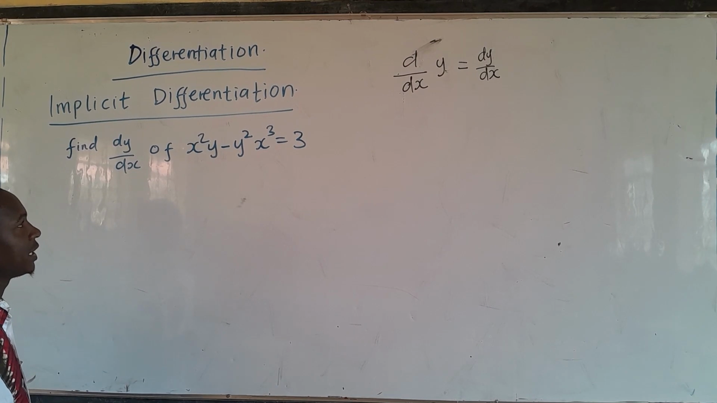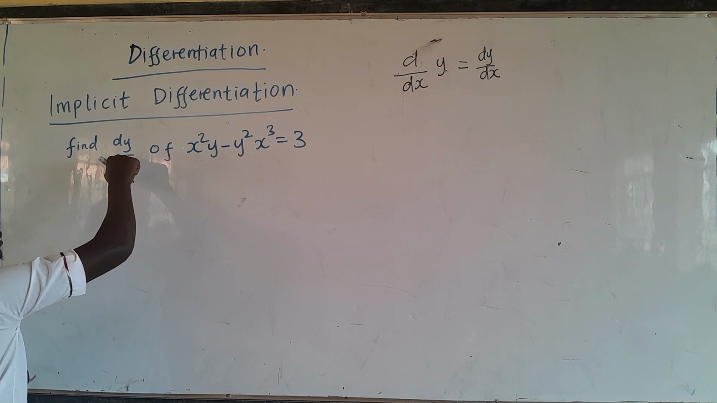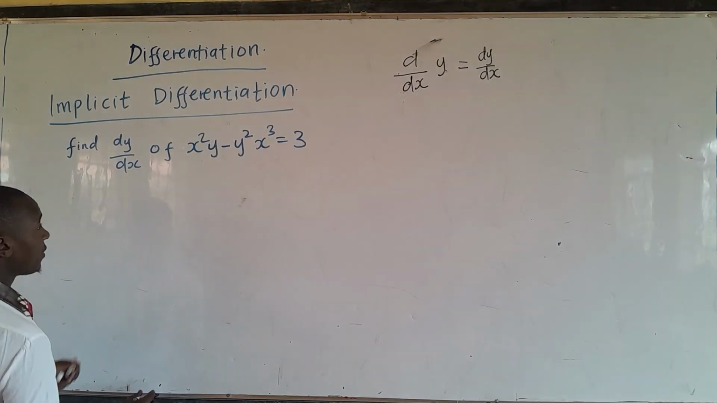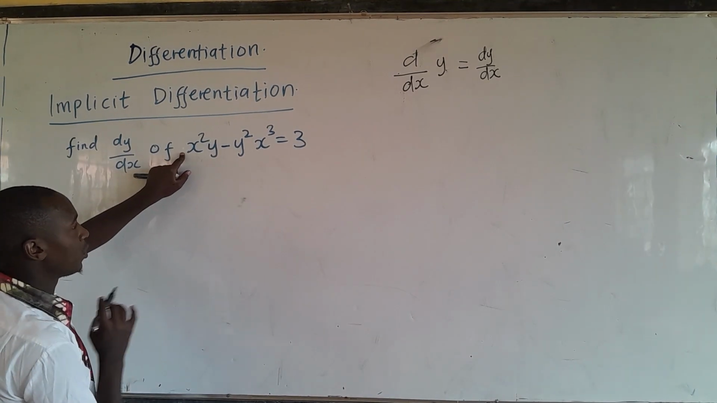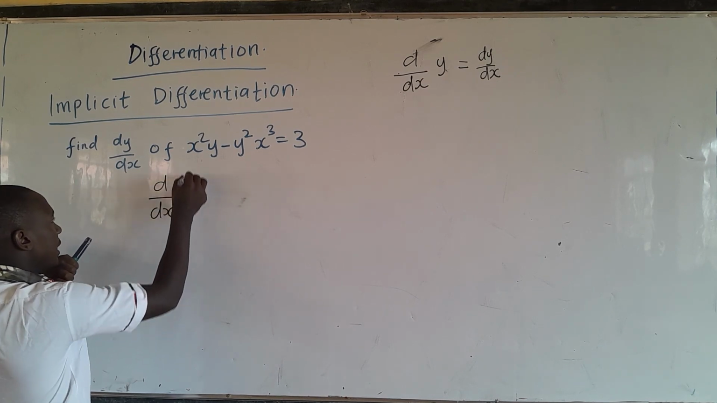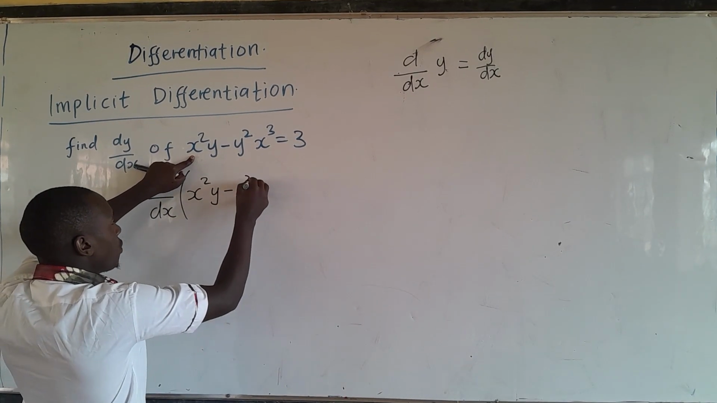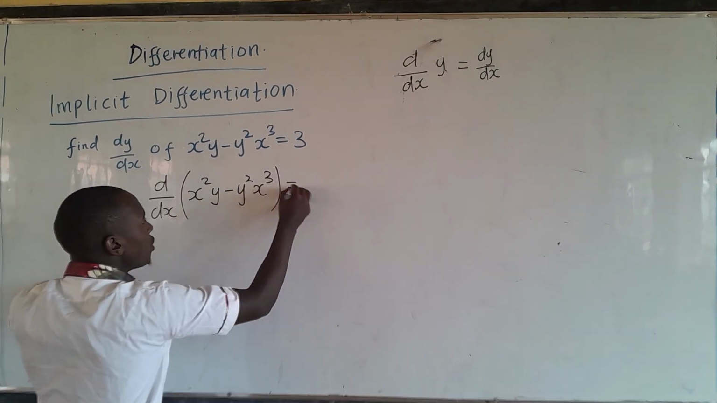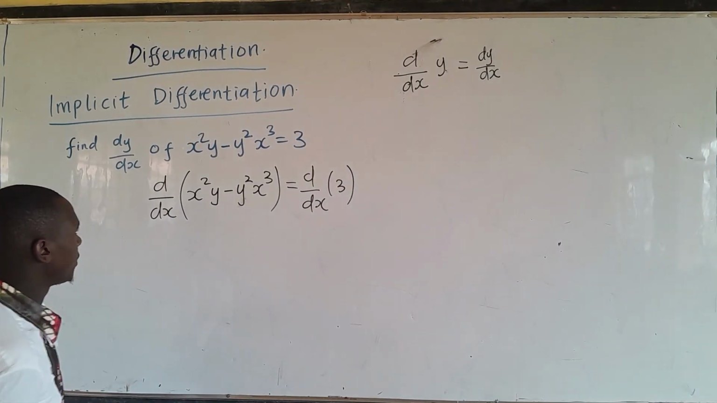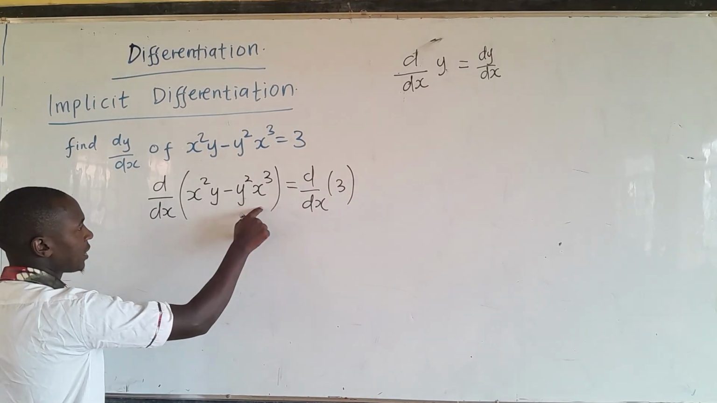Well, the first step, just as we said, is we are supposed to find the dy over dx of this function. For us to do it easily, we start by finding the derivative on both sides of the equation. So that is going to be d over dx of x squared y minus y squared x cubed equals d over dx of 3. This is going to be a bit challenging because we have a product here and a product here.